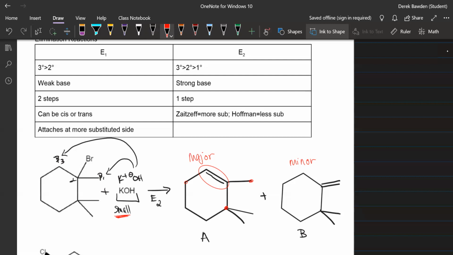Now I know we're getting kind of thick here, but just stay with me. This double bond is tri-substituted, whereas this double bond is only di-substituted. With a small base, the major product will be the more substituted double bond. That's the Zaitsev rule. And did he talk to you guys about how to remember that? Did he tell you his little trick to remember that?